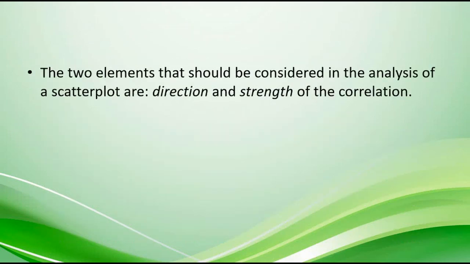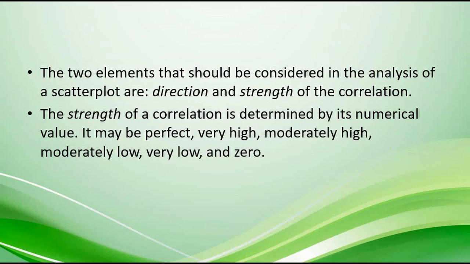The two elements that should be considered in the analysis of a scatter plot are direction and the strength of the correlation. The strength of the correlation is determined by its numerical value. It may be perfect, very high, moderately low, very low, and 0.